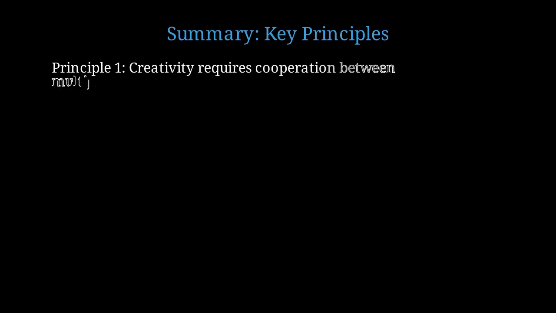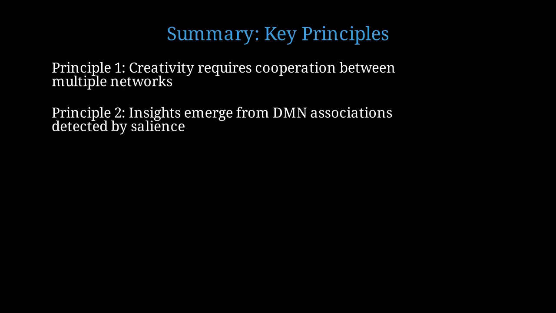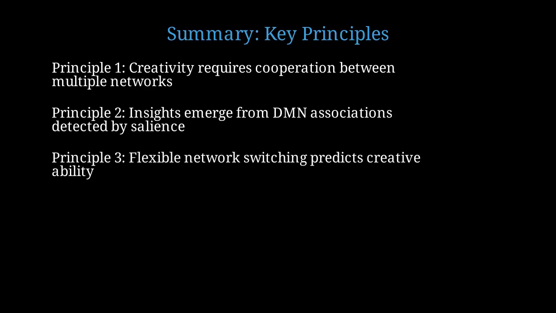First, creativity isn't localized to one brain region or network. It emerges from dynamic cooperation between default mode, executive control, and salience networks. Second, breakthrough insights emerge when the default mode network forms novel associations, and the salience network suddenly detects their relevance. Third, the ability to flexibly switch between focused and diffuse thinking modes is a key predictor of creative ability.